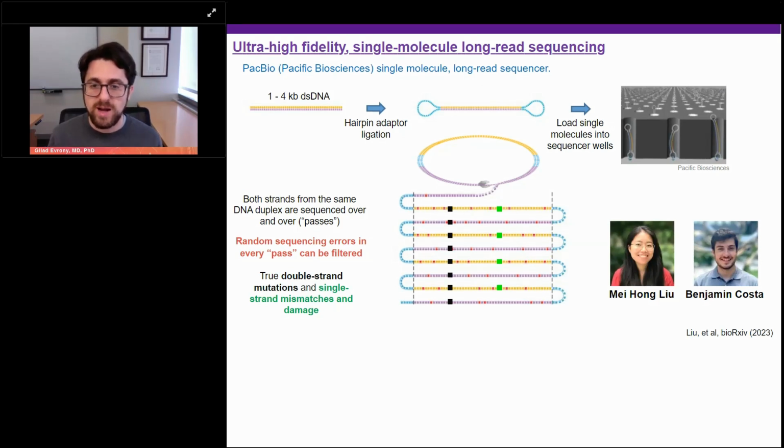When the polymerase goes around and around this molecule, it first sequences the top strand, then the bottom strand, then the top strand, then the bottom strand over and over again. So we can clearly distinguish double-strand events from single-strand events. And this technology was developed by two very talented members of my laboratory, Meihong Liu and Benjamin Costa. And again, in this situation, we're directly sequencing the original DNA molecules from an individual, from a tissue, without any amplification.